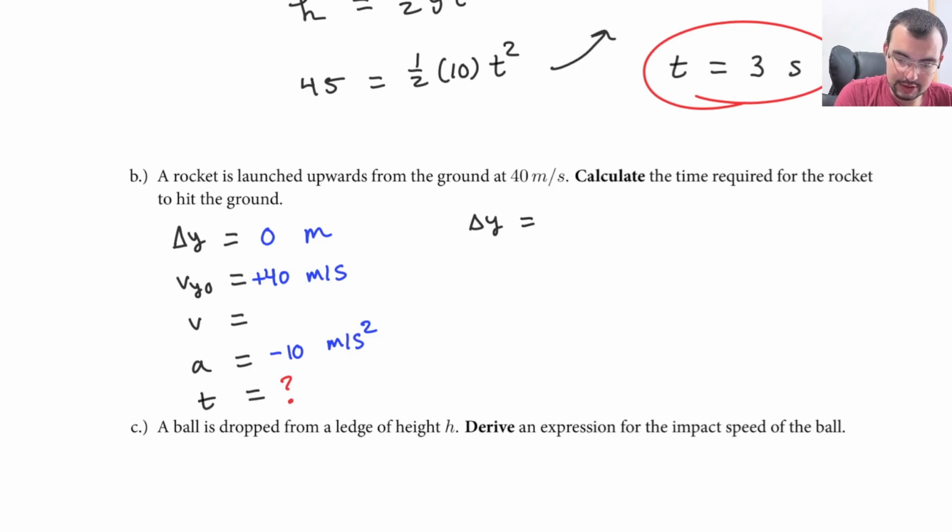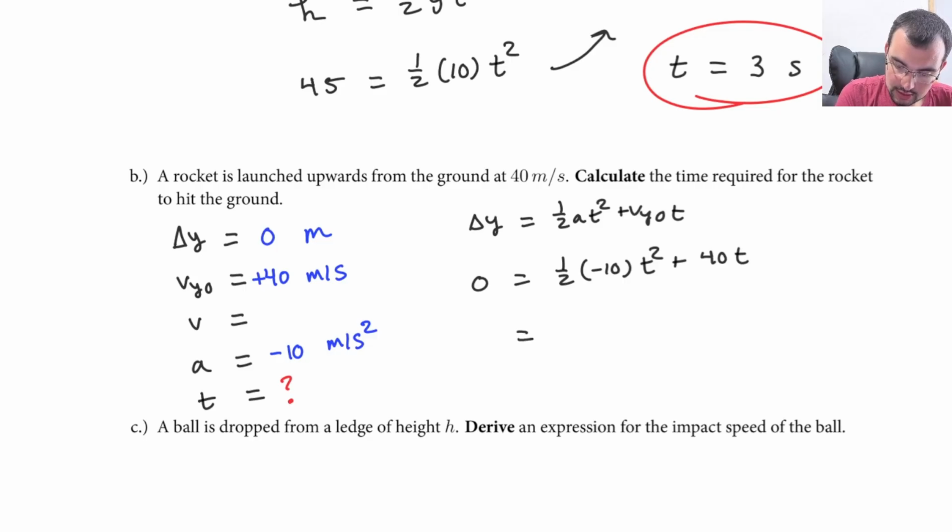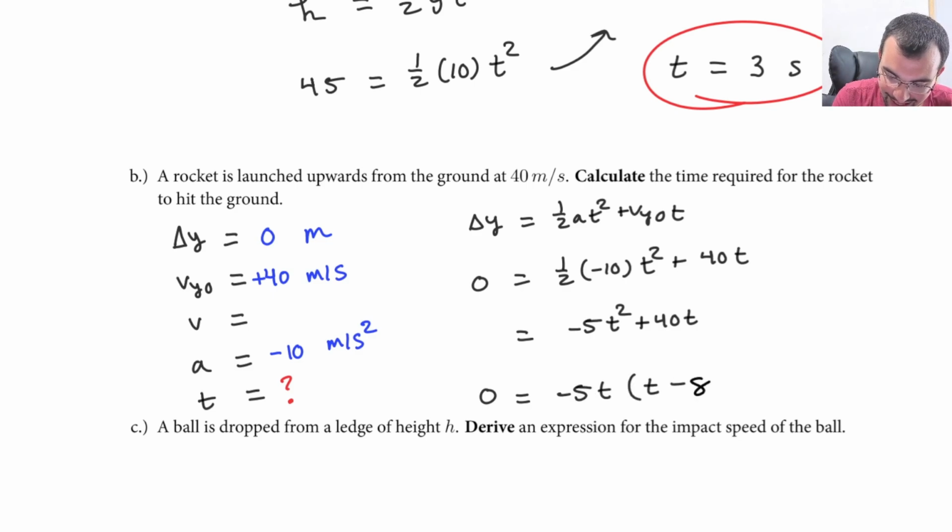So delta y equals 1/2 at squared plus vy0 t. 0 equals 1/2 times -10 times t squared plus 40t, which is -5t squared plus 40t. So 0 is equal to, yeah, we'll factor out the negative, -5t times (t minus 8). That means the rocket hits the ground at t equals 0. Well, of course, it started there. Or t equals 8.